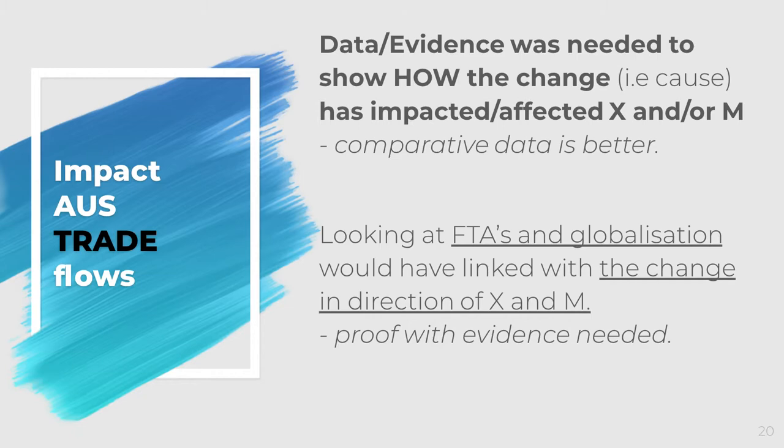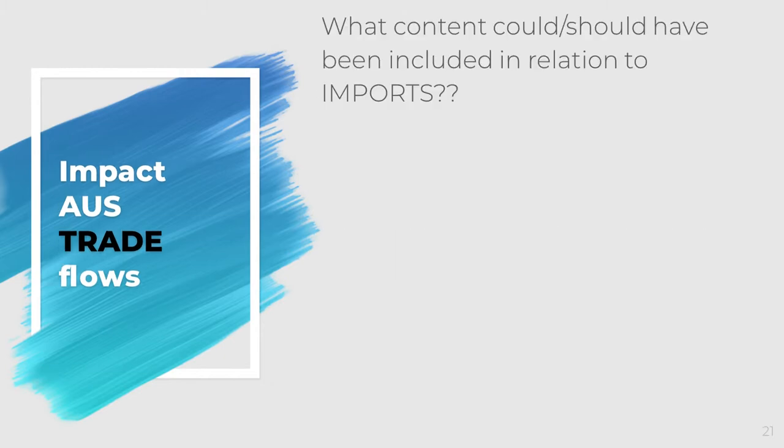Looking at free trade agreements and globalization really could have helped link with the change in direction. So looking historically at where Australia imported and exported to, and more recently. You could also look at the regional agreements that Australia has entered into in the Asia Pacific, and how the rise of Asian economies has allowed Australia to take advantage of those growing markets.